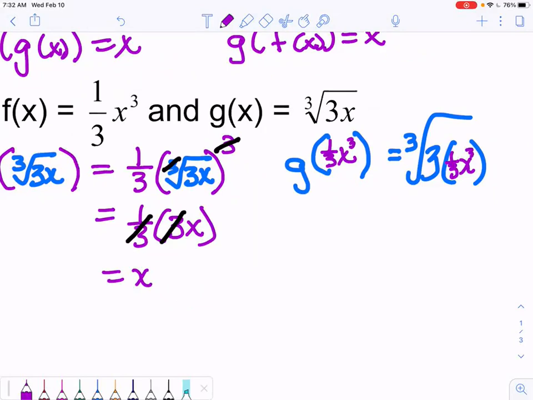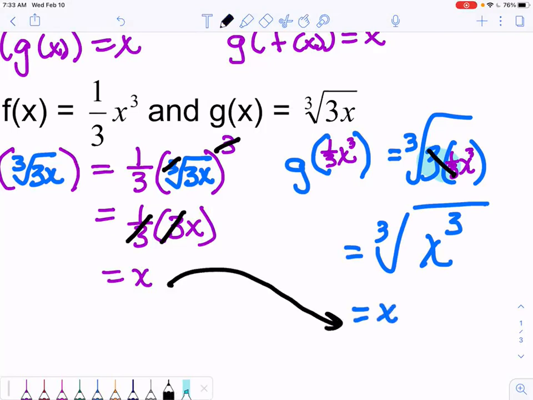So looking at the inside, I have 1/3 times 3, or 3 times 1/3. Well, we just said that becomes 1. So we're going to have the cube root of x cubed, because my 3 times 1/3 cancels itself out. And then again, a cube root and a cube cancel out and just leave us with x.